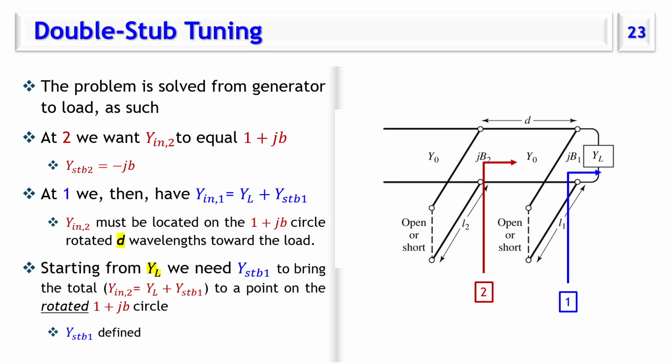So we're going to rotate the circle. Rotating the circle is just rotating its center with this distance towards the load. This would be the locus at this point. Then we have YL plus jB1, which is another locus. The intersection between the two loci defines B1, and later on we define B2, as we're going to see shortly.